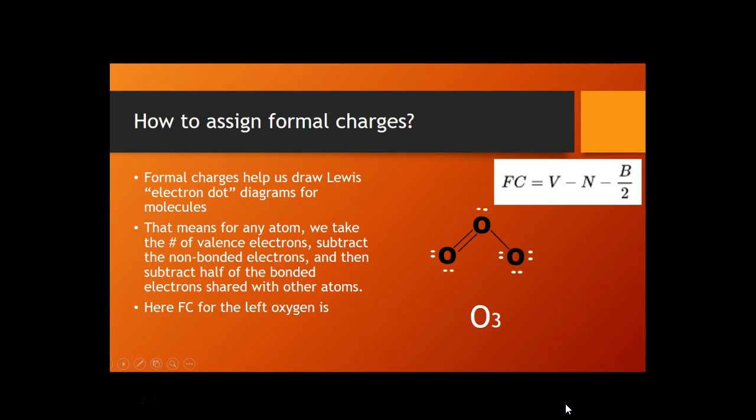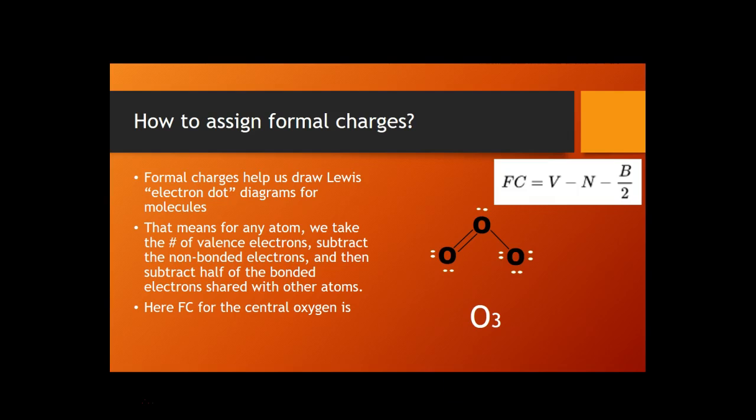So we'll do that. The formal charge for the left-hand oxygen is as follows. 6 valence electrons for oxygen. We subtract 4, as you can see, these 2 lone pairs here. And then we subtract half of the bonded electrons. Well, there are 4 bonded electrons here in the double bond. Half of that, of course, is 2. So 6 minus 4 minus 2 is 0. The formal charge on the left-hand oxygen is 0.